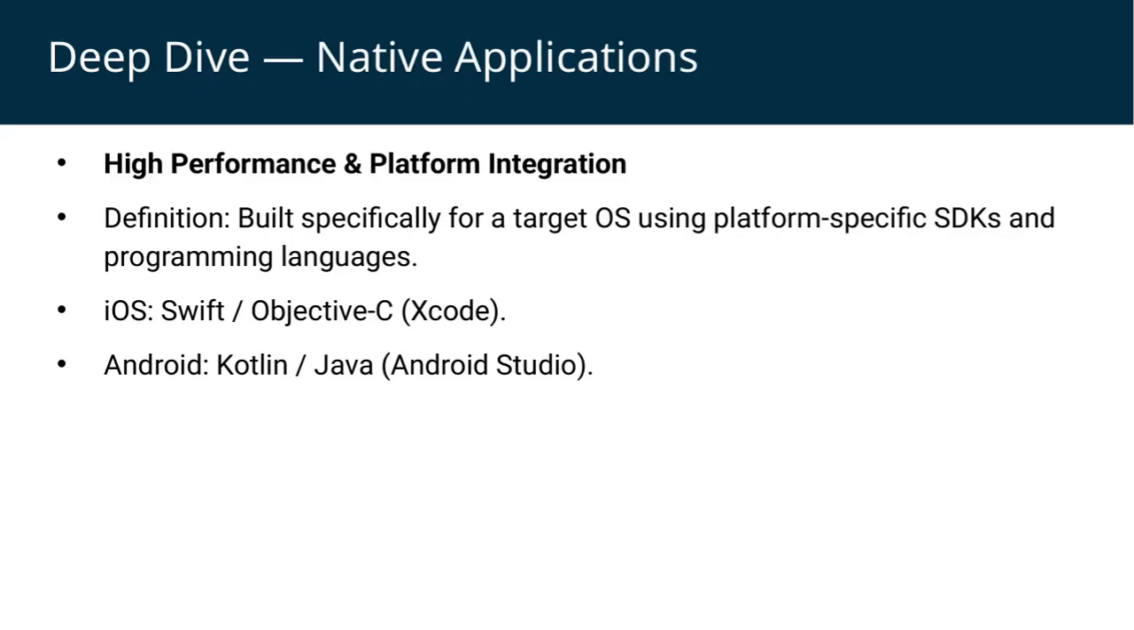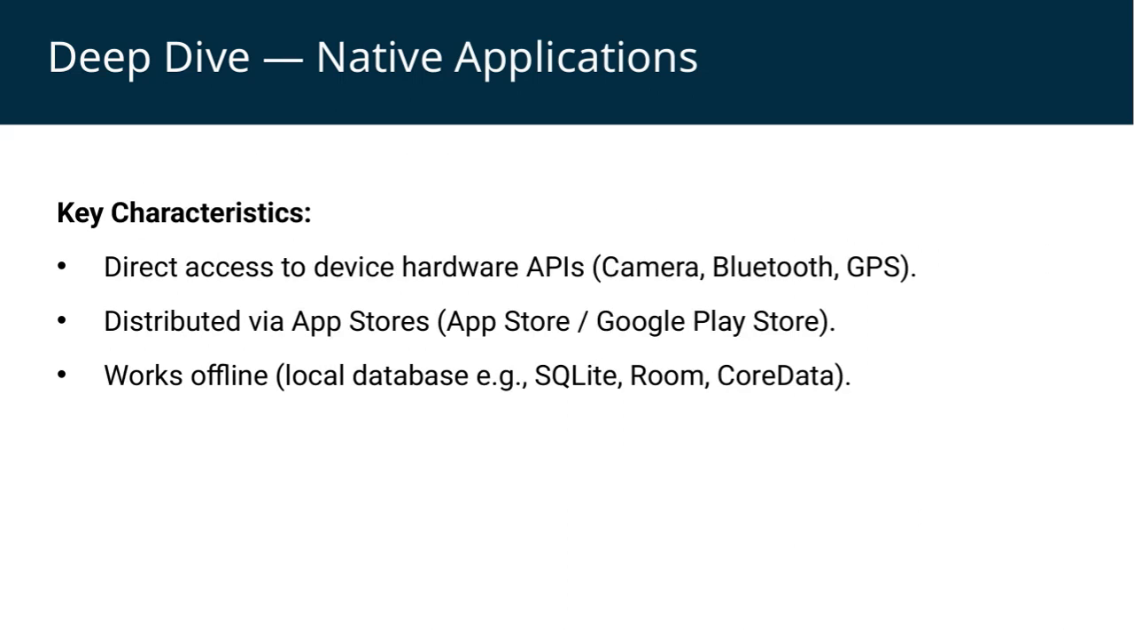When we talk about high performance and platform integration, we mean apps built specifically for one operating system. These native applications use platform-specific tools and languages to get the most out of the device. For iOS, that means Swift or Objective-C with Xcode. On Android, it's Kotlin or Java using Android Studio. This approach lets us dive deep into each platform's capabilities, delivering speed and seamless integration that cross-platform solutions often can't match. Let's talk about what makes native applications stand out.